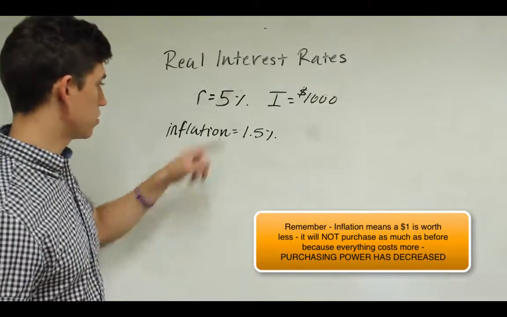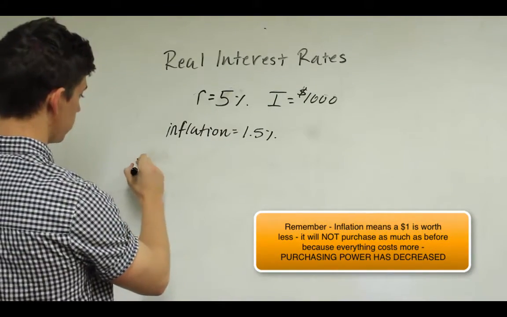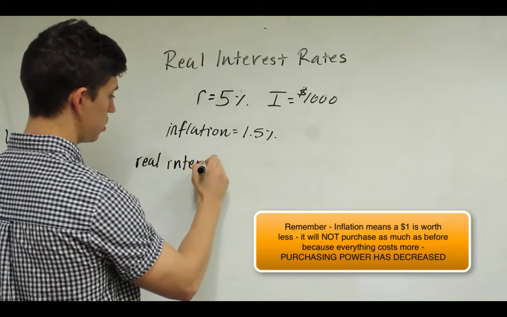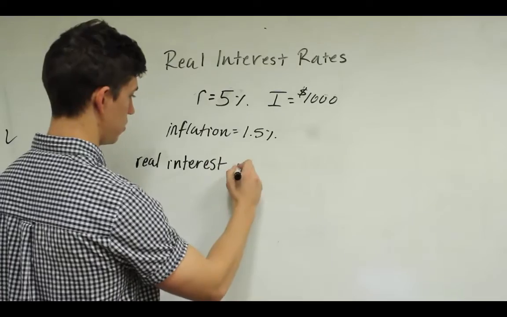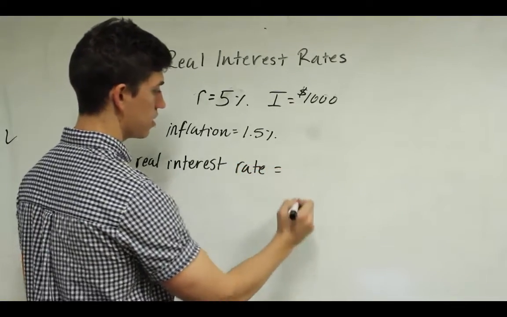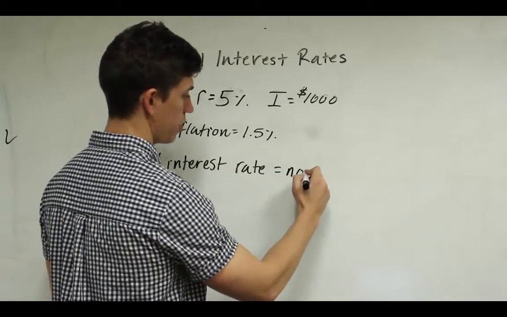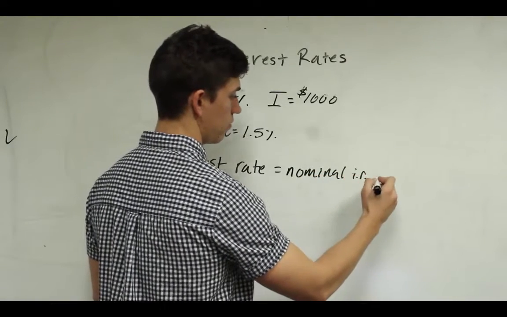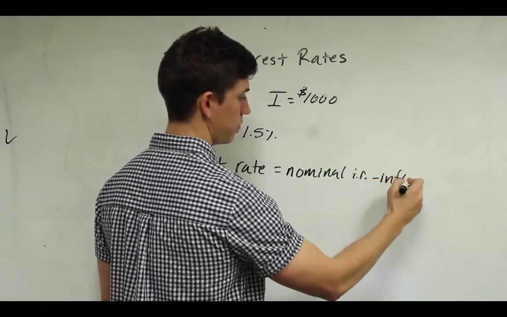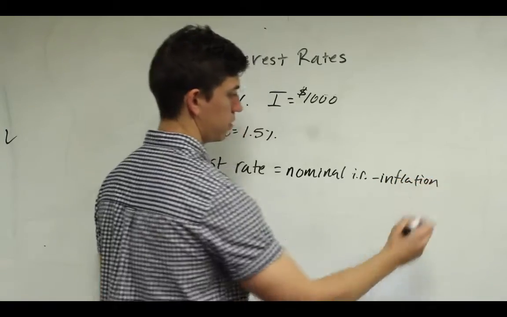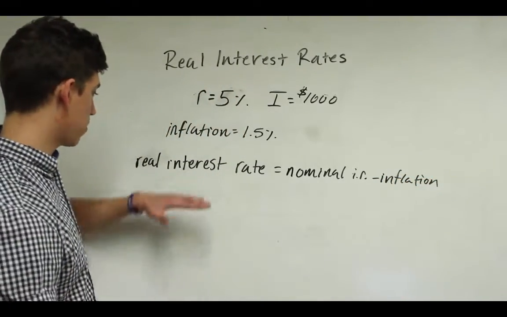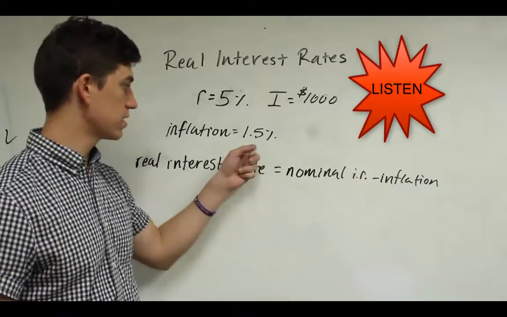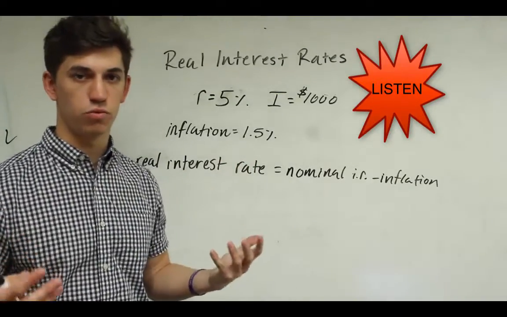So what we can do is there's this equation that says that the real interest rate, which is adjusted for inflation, equals your nominal interest rate minus inflation. So we have this real interest rate which is adjusted for inflation because we subtract out the rate at which price levels rose.